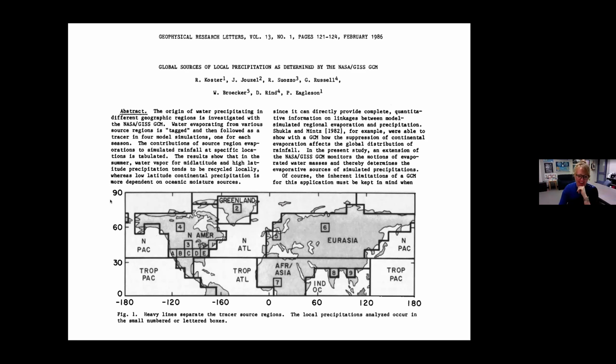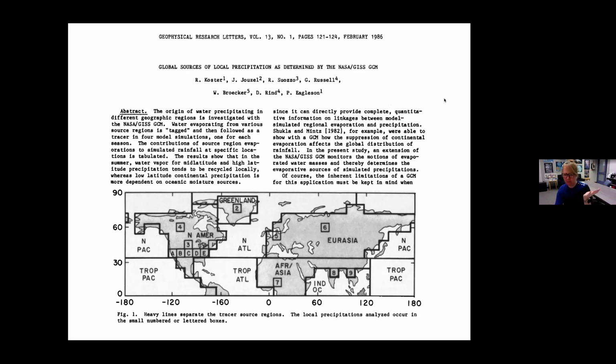And their tagging regions are a little bit different from the ones we're using with CAM, but it's still very exciting that this work was done. Again, we see Jean Giselle really pushing the envelope here back in the 80s.